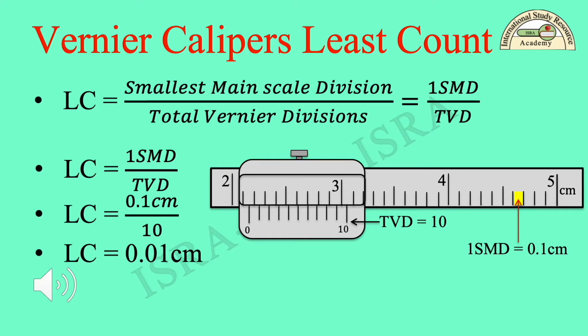What is the least count of vernier caliper in the presence of two scales? We use a formula. Least count is equal to smallest main scale division over total vernier divisions. This is equal to 1 SMD over TVD. We know that 1 SMD is equal to 0.1 cm and TVD is equal to 10. Therefore, least count is equal to 0.01 cm.